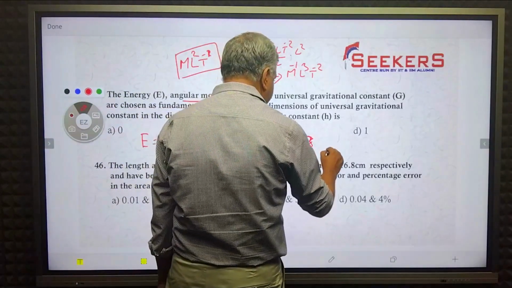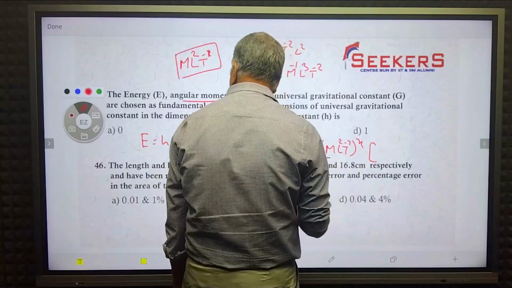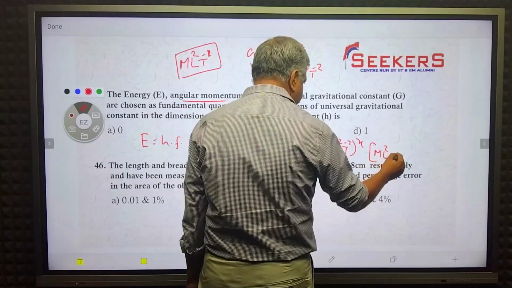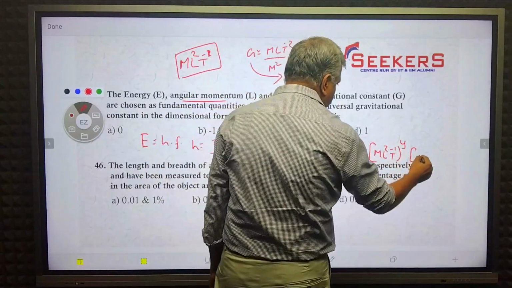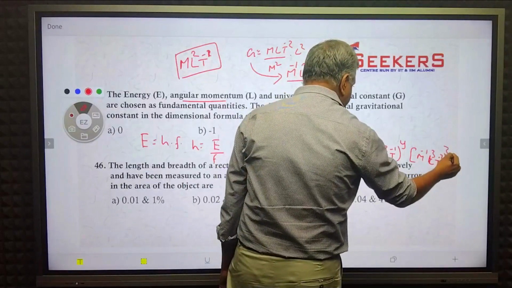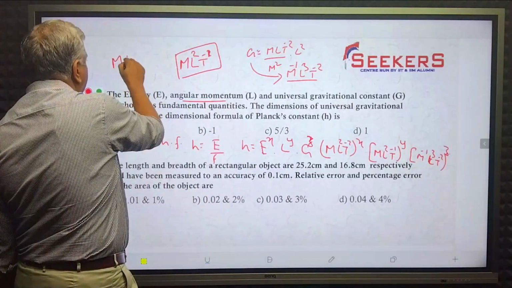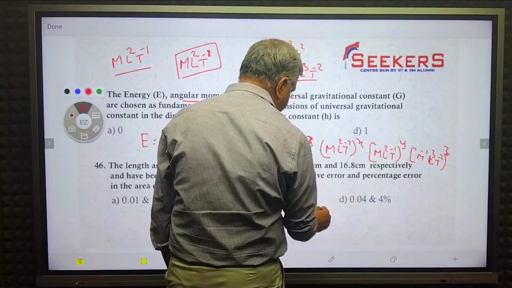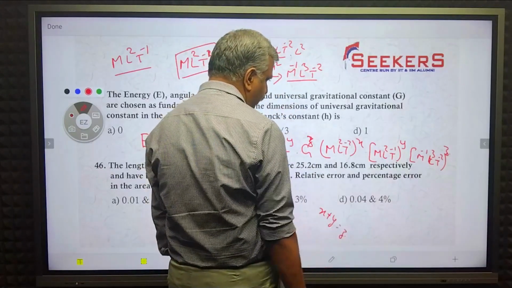Energy is M L squared T power minus 2, to the power x. Angular momentum is M L squared T power minus 1, to the power y. Gravitational constant is M power minus 1 L cubed T power minus 2, to the power z. Now the dimensions of h are M L squared T power minus 1. So clearly you can see that x plus y will become equal to z.